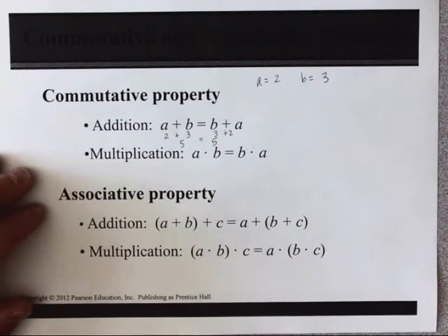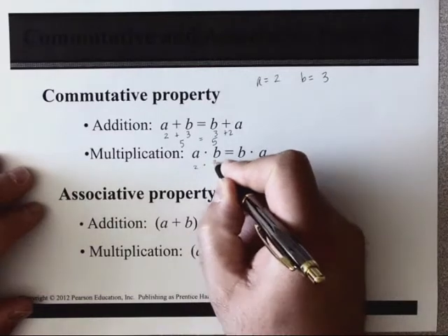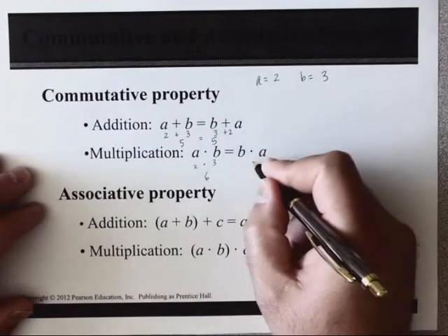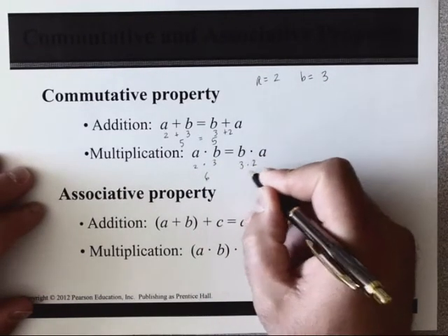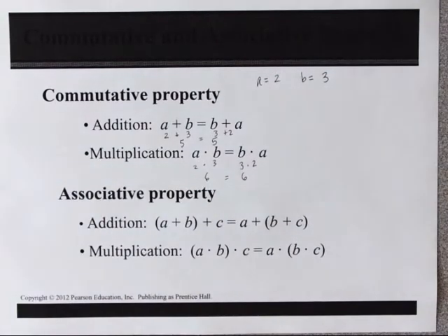It also works for multiplication. 2 times 3 would give us 6, and then if I reverse those, 3 times 2, I also get 6. So those are equal. So that's what the commutative property is stating. Okay. So commutative property essentially has to do with order in which those terms are written.